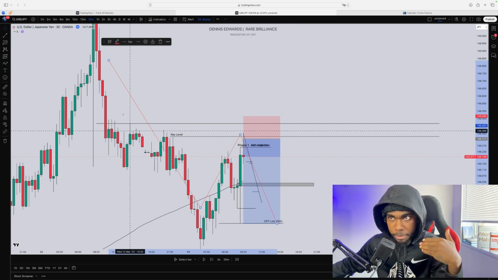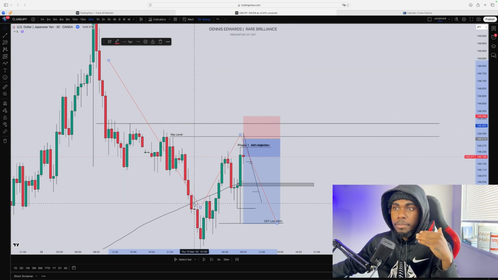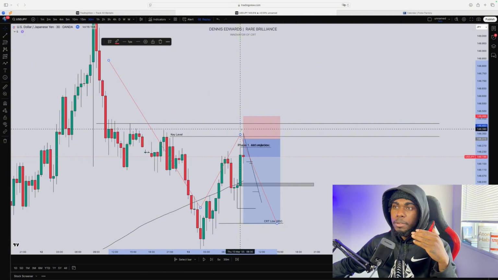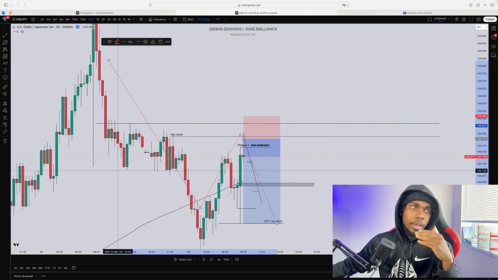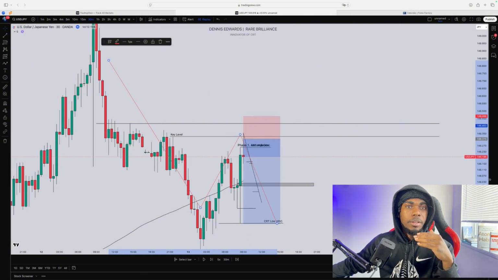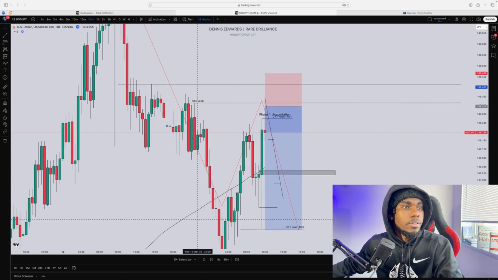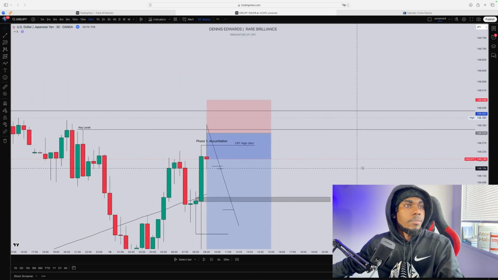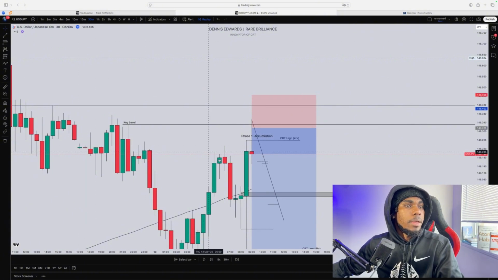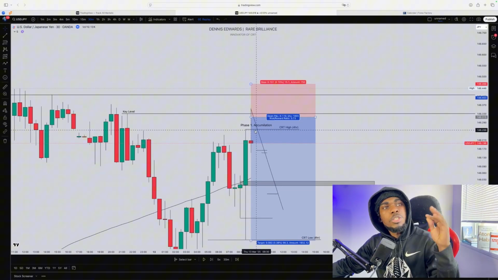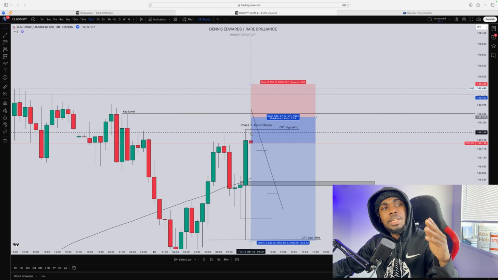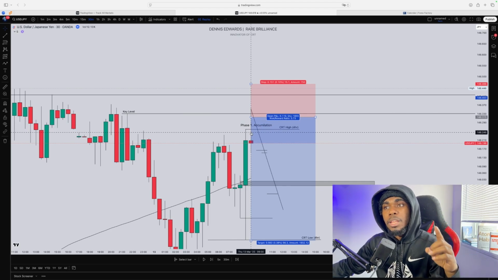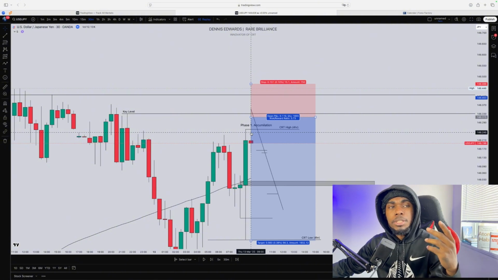So pretty much you will have phase one, distribution, phase two, manipulation, and then phase three, decline. In this case, we had the perfect showcase of that. Let me take this away now, all right? Once you start to see rejection, you understand that now we're likely going to have a 30-minute CRT inside of a 4 hour CRT, which is the higher confirmation.